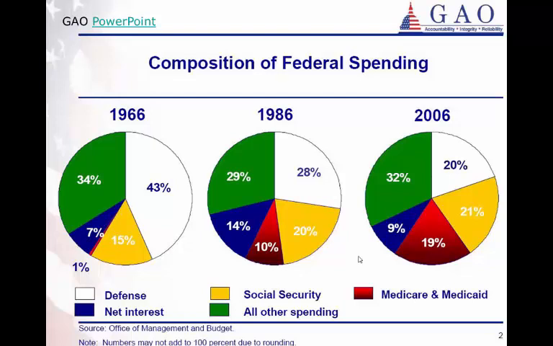Now, defense spending is about equal in size to spending on Medicare and Medicaid, and this was in 2006 when we were fighting 2 wars. This is not because defense spending has gone down, but because healthcare spending has gone up.